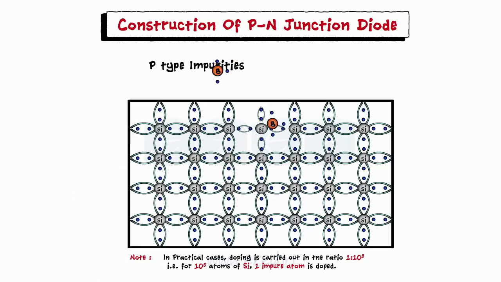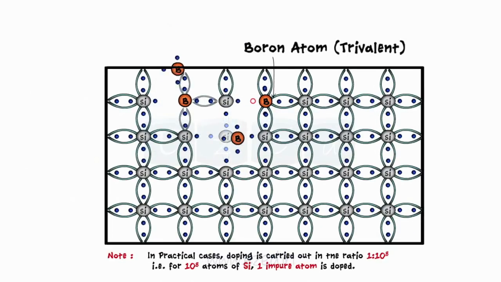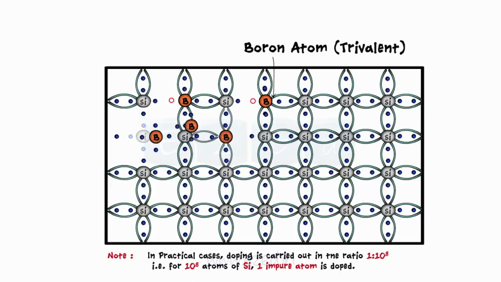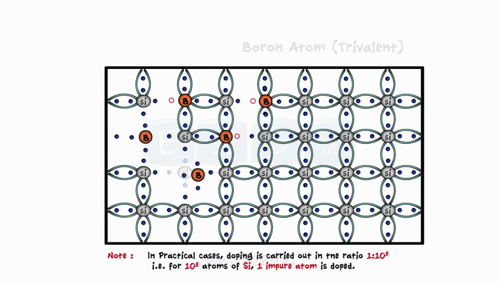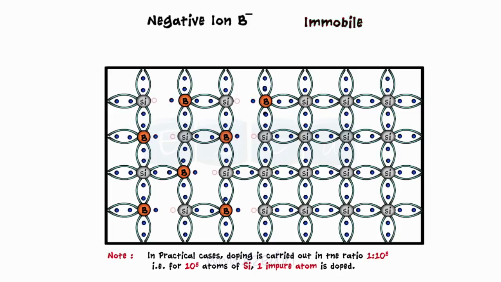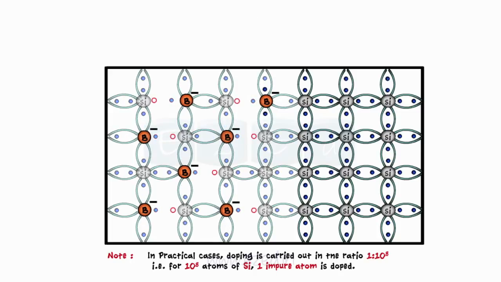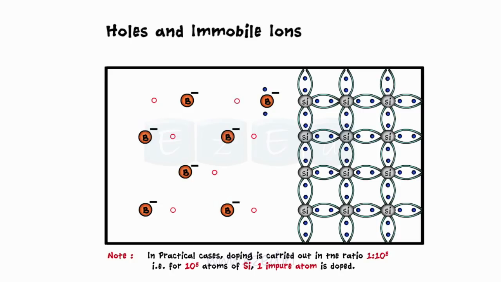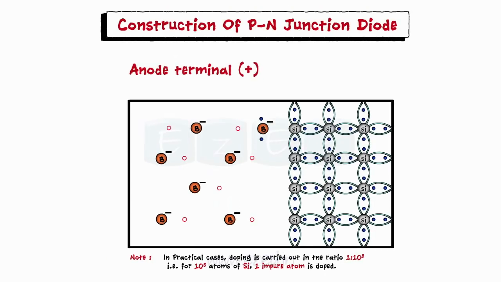We dope P-type impurities like boron on the left half of one slice. The boron atom, being trivalent, accepts one electron from the neighboring silicon atom and creates a vacancy or hole in the silicon structure. As boron accepts one electron, it loses its neutrality and becomes a negatively charged ion. These ions are immobile in nature. Thus, we have holes and negative ions formed in the left half, which forms the anode and acts as a positive terminal.